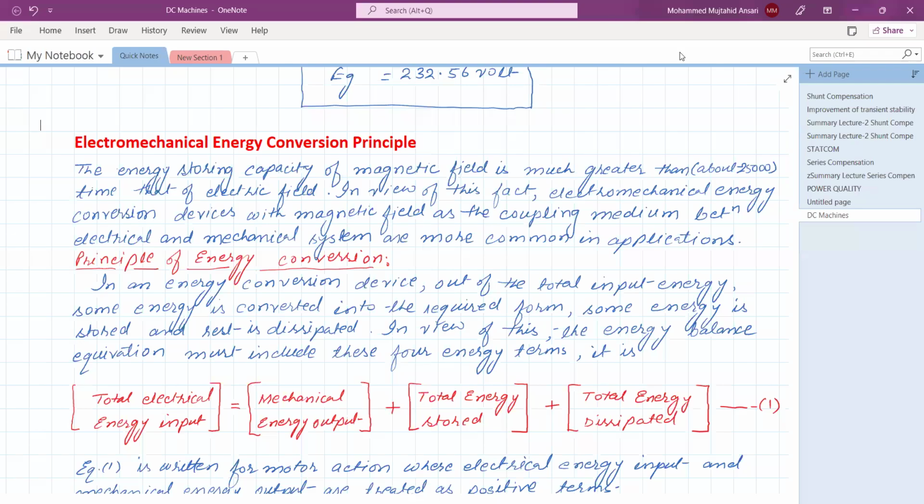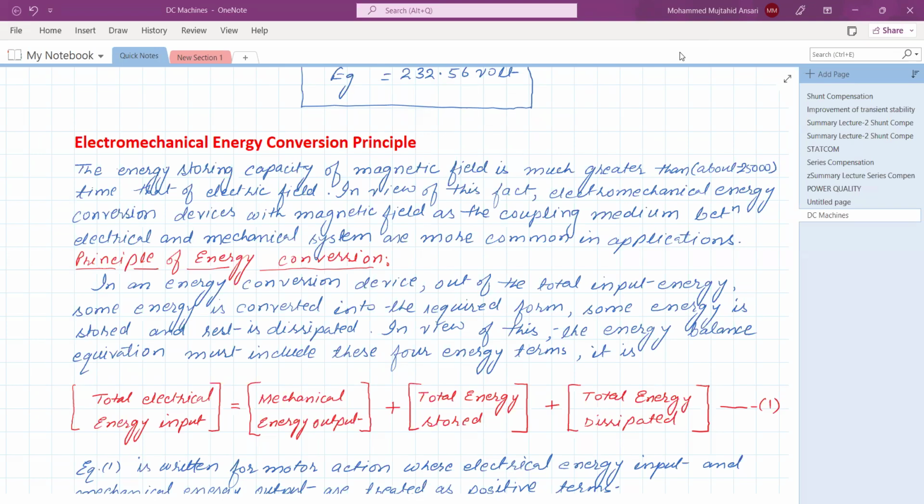Okay, welcome to electrical machine lecture. In the previous lecture, we classified the DC generator, and based on their classification, we carried out 2 or 3 numericals based on EMF induced, or the calculation of EMF and armature current. Now today, we will see the electromechanical energy conversion principle.